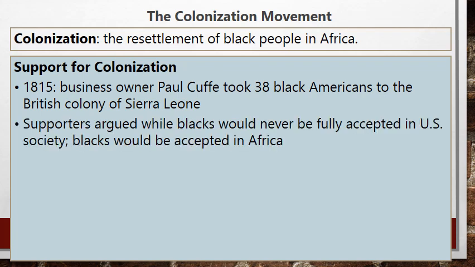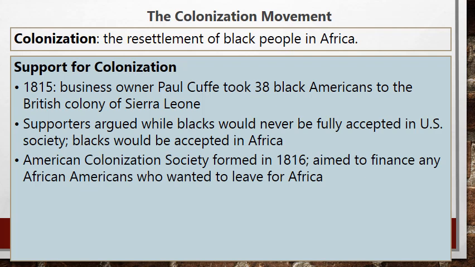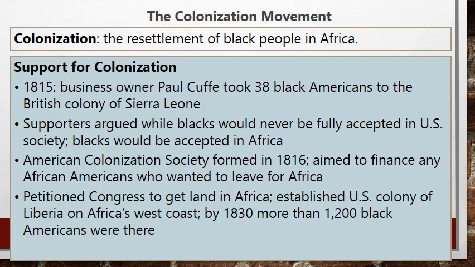The reason this happened was because a lot of people argued that slaves, even freed, would never be able to fit into U.S. society. That U.S. society was for white people, and you just would not be able to get African Americans fully accepted, but they would be fully accepted in Africa. So in 1816, an American Colonization Society was formed that would finance African Americans who wanted to go. They petitioned Congress for land and established a colony of Liberia. By 1830, about 1,200 black Americans went there to establish this new colony.